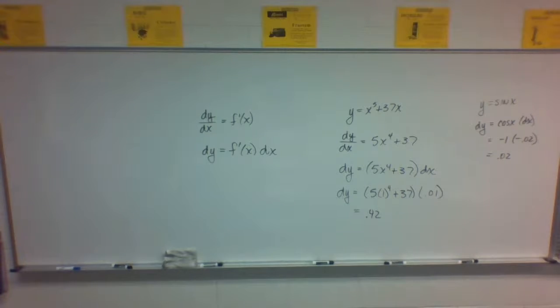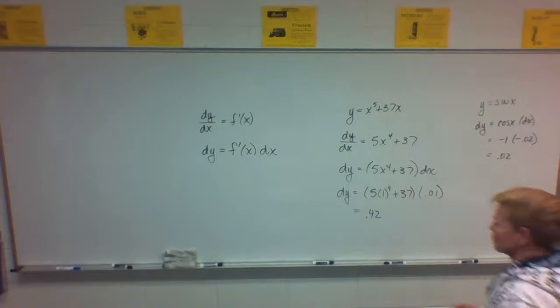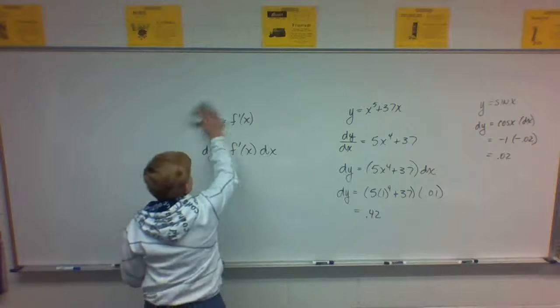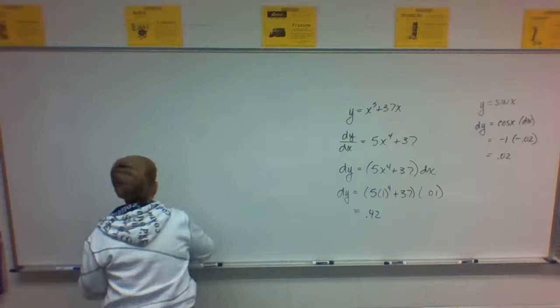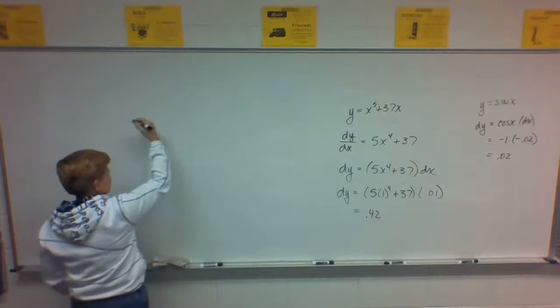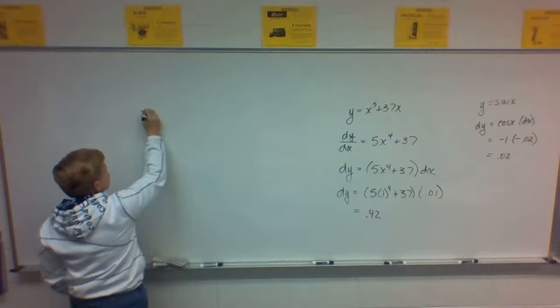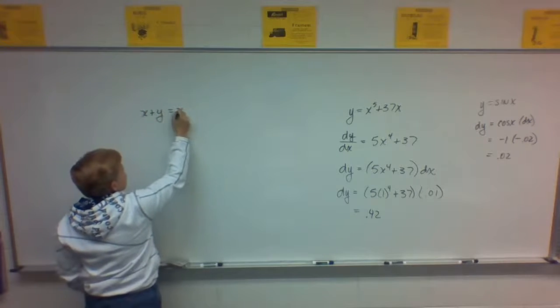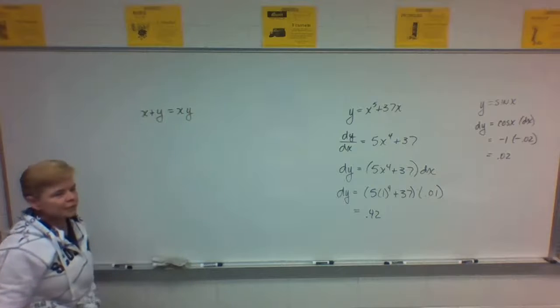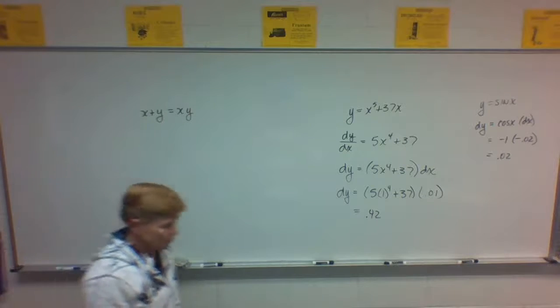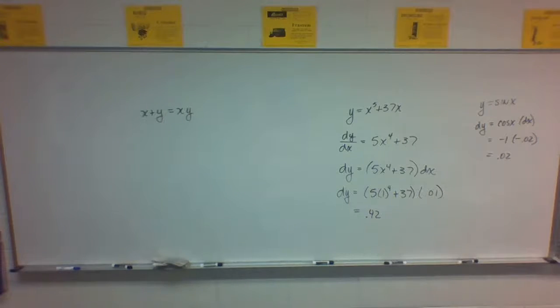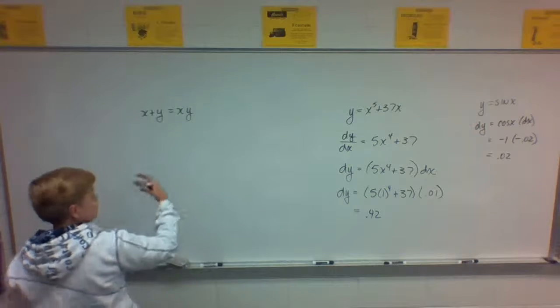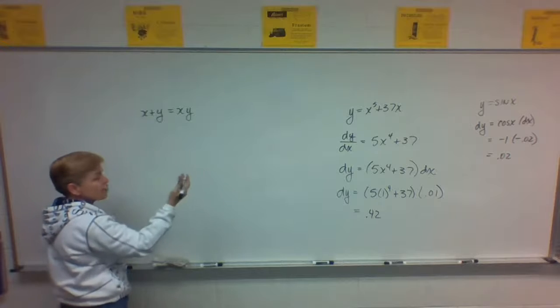Oh, this will be a tough one, because it's got to be derived implicitly. It's not that hard, but we can do it. What's the original function? Or it's not even a function. What's the original relation? X plus y is xy. And we have to find the differential dy. When we find it with that differential, we will evaluate it when x is 2 and dx is 0.05. We've got to find that first. So we've got to find dy dx.